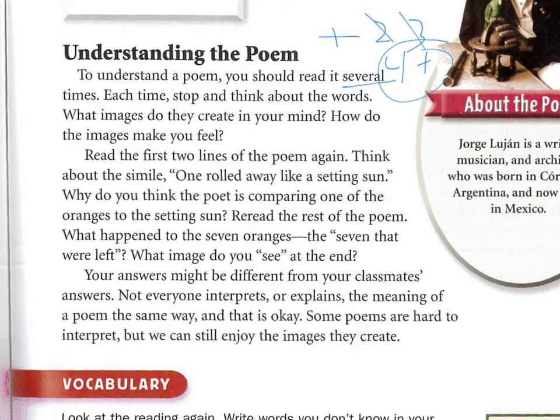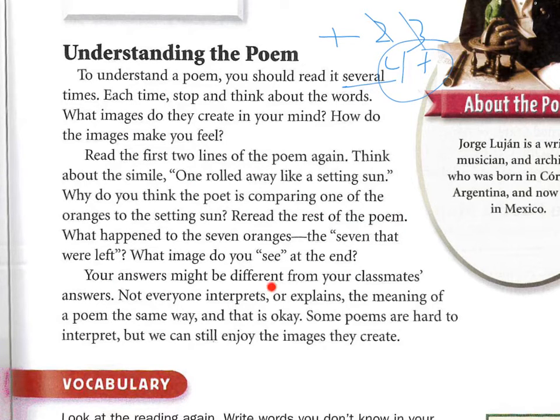Read the first 2 lines of the poem again. Think about the simile. One rolled away like a setting sun. Why do you think the poet is comparing one of the oranges to the setting sun? Reread the rest of the poem. What happened to the 7 oranges? The 7 that were left? What image do you see at the end?